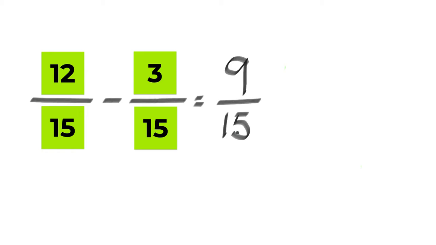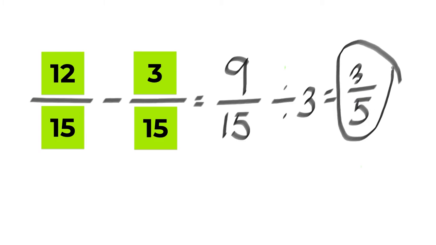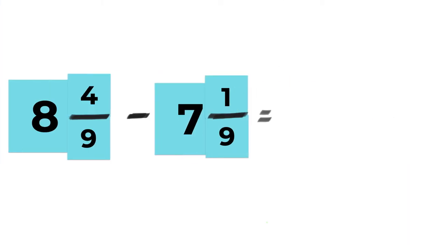No, it is not yet final because you can still simplify 9 over 15. So the number that can possibly divide 9 and 15 is 3. Okay, so 9 divided by 3, that is 3, sorry. 15 divided by 3, and that is 5. So the final answer here is 3 over 5, or 3/5. 12 over 15 minus 3 over 15, that gives you 3/5. Okay, that's great. Now what if we have mixed numbers?